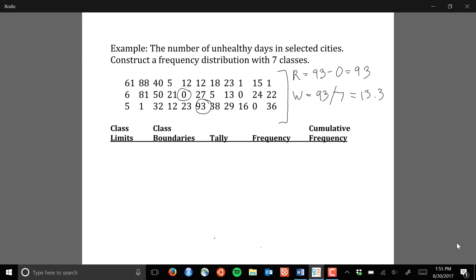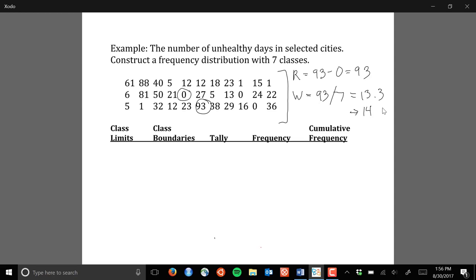One of the key details when you're constructing these grouped frequency distributions is that your class width should match the number of decimal places in your observed data set. You notice that in this data set, there are no decimal places. All the data are in whole numbers. So we always round the class width up to the same number of decimal places as the data. Since we don't have any decimal places, we're going to round up the class width to 14.